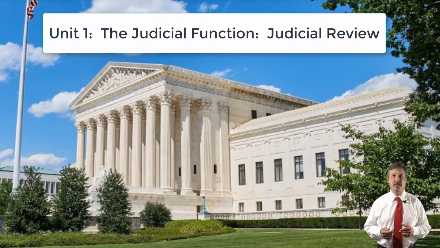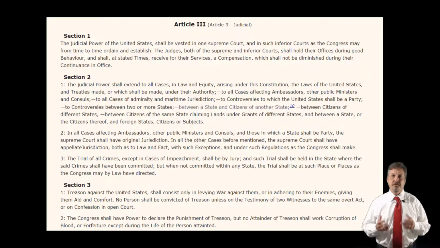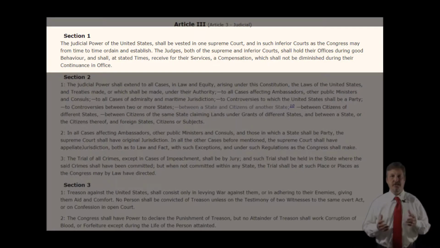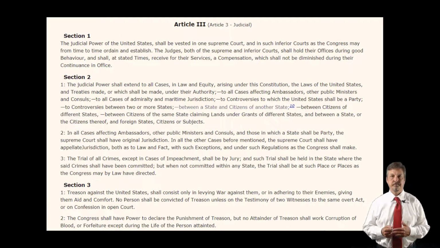Let's look first at the constitutional text. The judicial function is established in Article 3 of the Constitution. As you can see, Article 3 is comprised of 3 brief sections. Note that Section 1 vests the judicial function in one Supreme Court and in such inferior courts as Congress may from time to time ordain and establish. Article 3, Section 1, then, leaves significant discretion to the legislative branch over the exact structure of the federal court system beyond the existence of a Supreme Court.